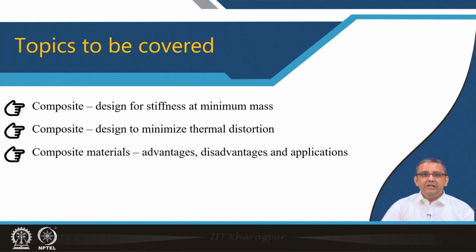In the next lecture, we will discuss composite design for stiffness at minimum mass, and also design to minimize thermal distortion. So, how composite materials are designed to minimize thermal distortion and also increase the specific stiffness, and also we will discuss the advantages, disadvantages and applications of composite materials.